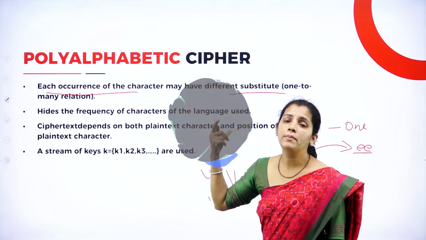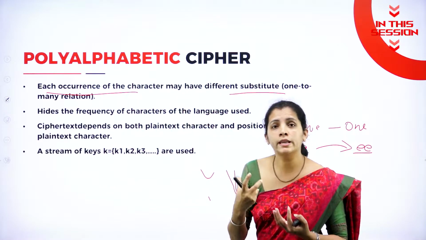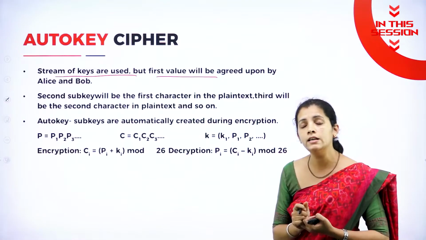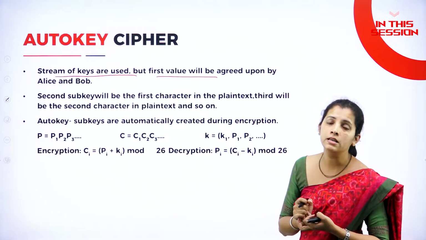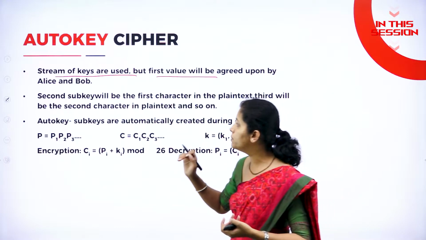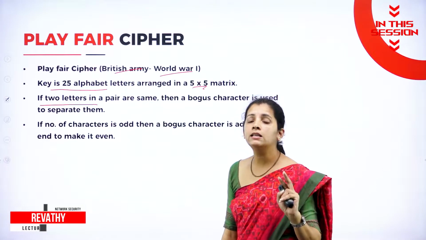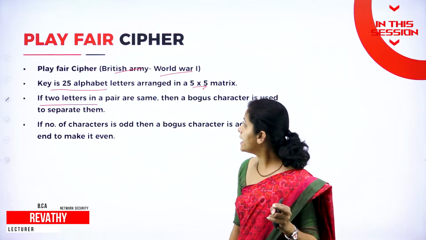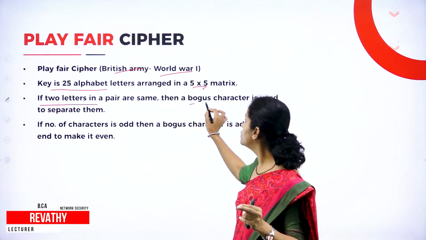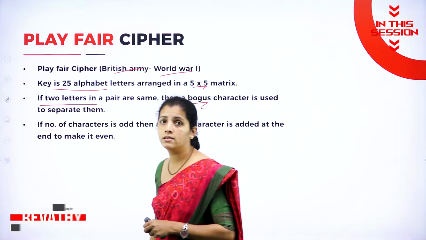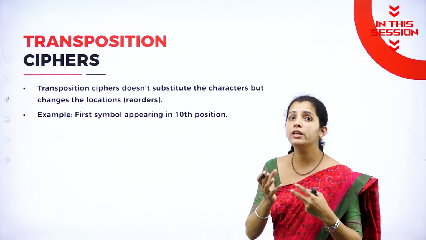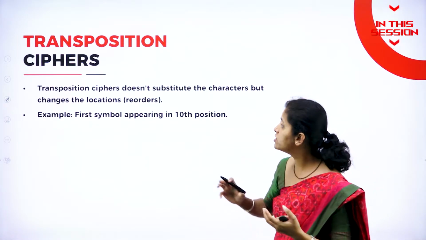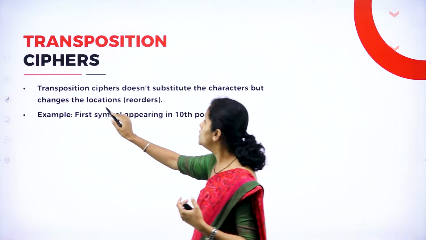In polyalphabetic, we are going to substitute the character randomly. Sender is nothing but Alice, and receiver is none other than Bob. If the same characters appear, then what do I want to do? I want to use a bogus character or filler character. I'm just going to reorder, rearrange, or change the location.